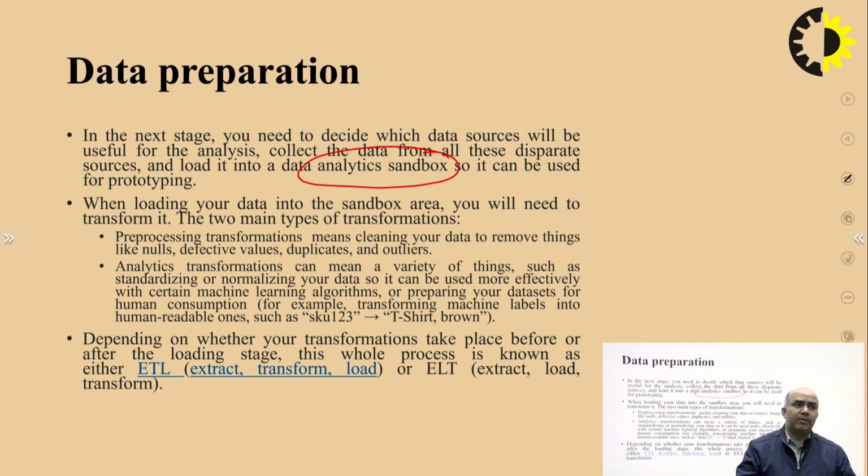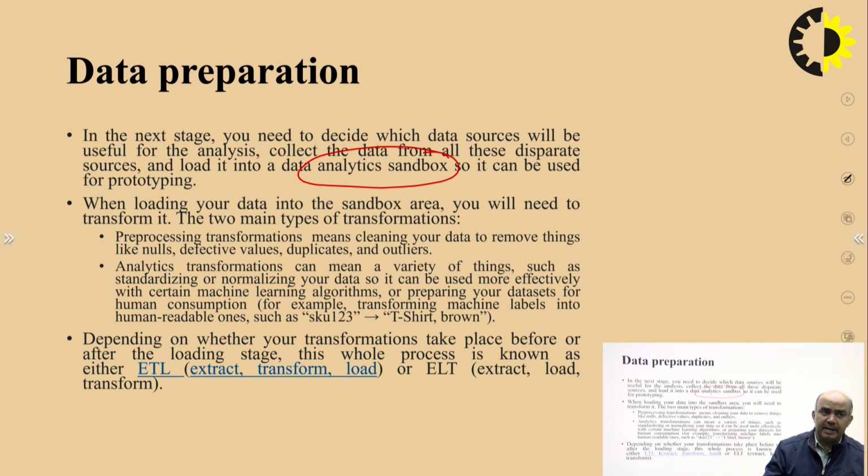Two types of transformation happen there. The first one is pre-processing transformation, meaning cleaning your data to remove any null values, defective values, duplicate values or outlier values. The second is analytic transformation, which can mean a variety of things, such as standardizing or normalizing your data, so that it can be used effectively with certain machine learning algorithms, preparing your data sets for human consumption.